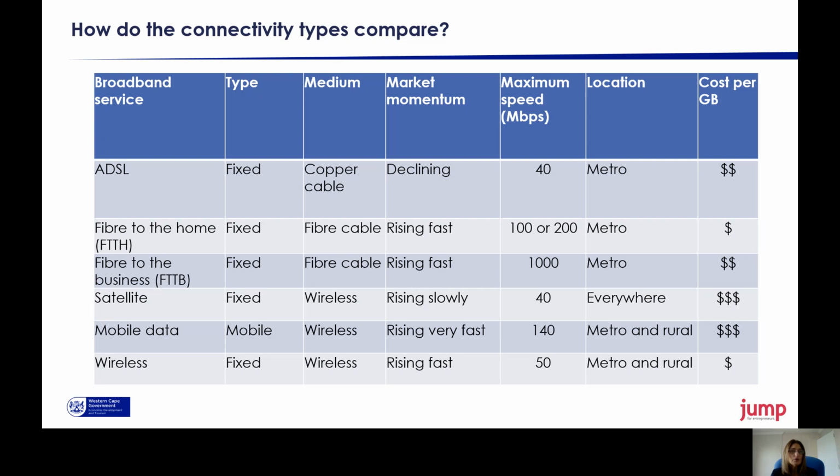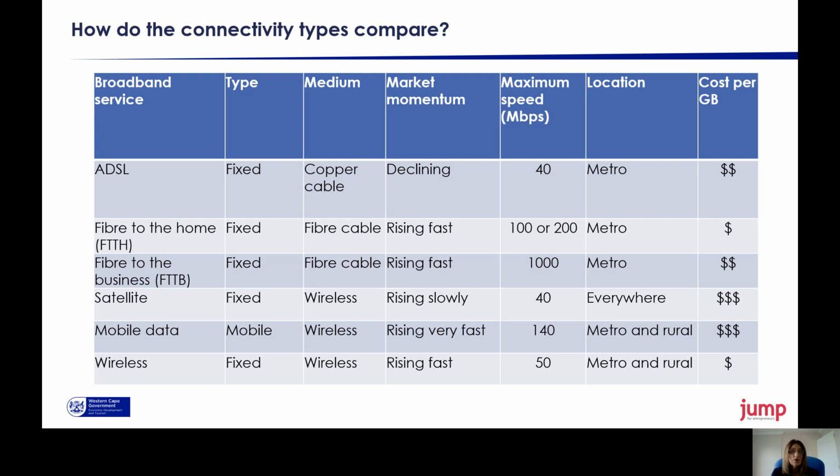Your fiber to the home is obviously your fiber cable. It's becoming more and more popular. You can look at anything between 100 and 200 megabits per second, and it's quite a reasonably costed option. Your fiber to the business might be a little more than your fiber to the home. However, you get a greater speed variety. So you need to really weigh that up because you may be needing that more in your business.